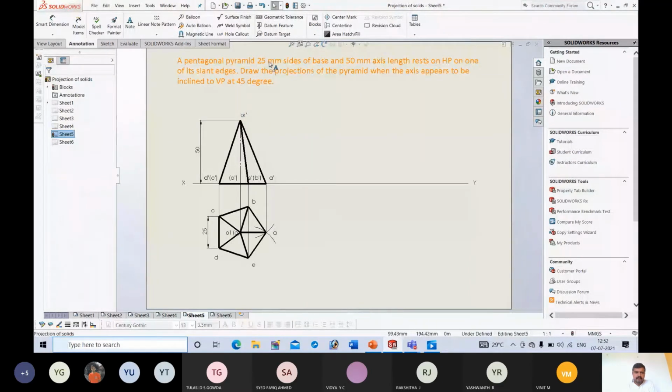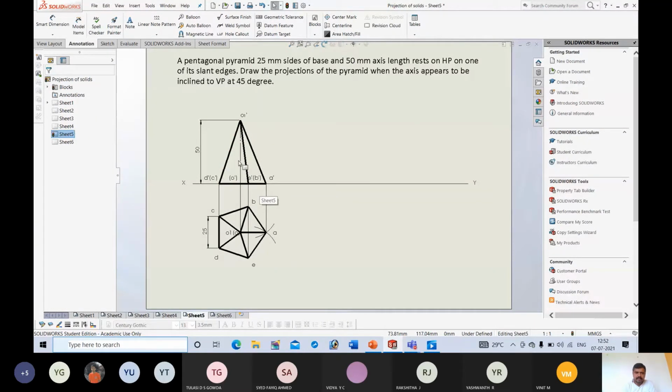The pentagonal pyramid, 25 mm sides of base, that we are able to represent in the top view. Next, 50 mm axis length, this we are representing in the front view. Rests on HP on one of its slant edges. Now the complete base is on HP. Even though the given condition is different, we are considering the complete base on HP because we want to get the true shape of the base in the top view. For that reason we kept the complete base on HP and we took the top view, and also we took the front view in order to get the actual height, that is the true height of the given pyramid.